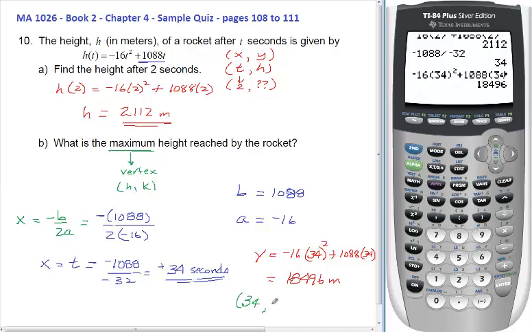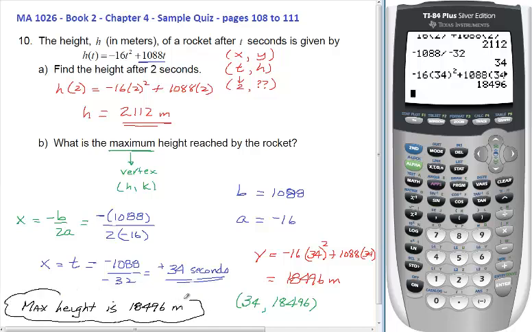We don't need to, but at that time, it reached its maximum height. Now, again, it's a word problem, so you might want to write a little word answer to your word problem. And you could say, maximum height reached by the rocket, or maximum height is the value we found in meters. Okay, so there's your final answer. So that's number 10 on the chapter 4 sample quiz.